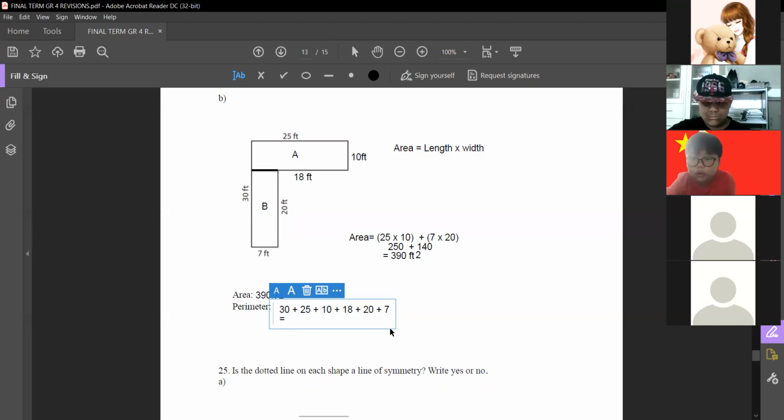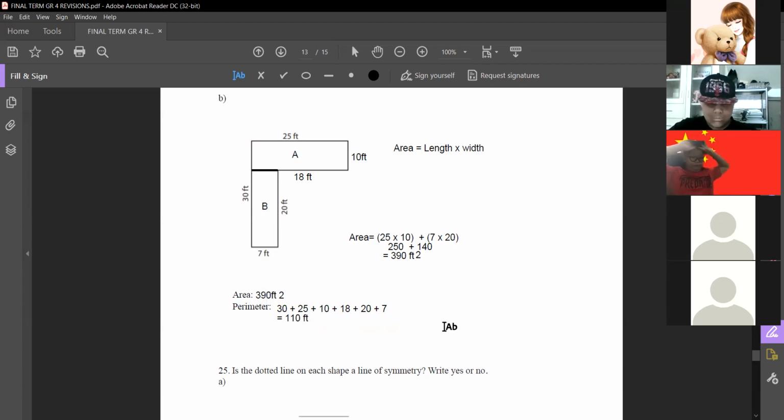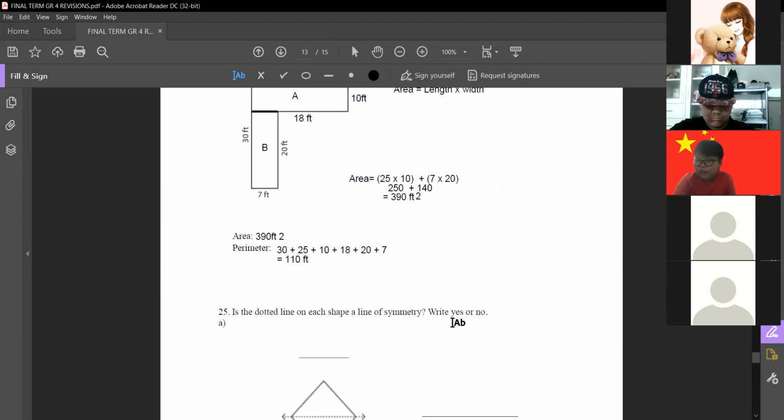30 feet plus 25 feet plus 10 feet plus 18 plus 20 plus 7 long. 110. Very good. 110 feet. Do we need to put square? No. Very good. So only 110 feet. Very good. Okay.